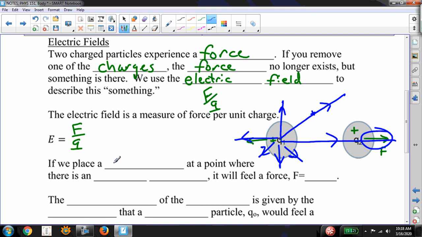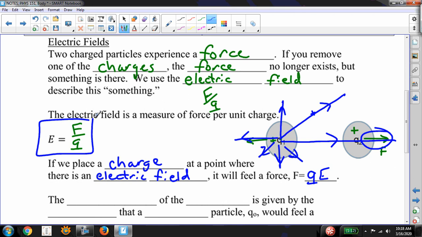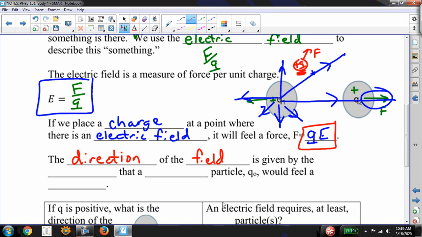If we place a charge at a point where there is an electric field, it will feel a force. And that force will be equal to Q times E. We just get that from this definition. I just solve it for F. So imagine if I place a positive Q here, it is going to feel a force, and that force will be up and in that direction. And the value of that force will be equal to the charge that I place right here times the electric field that it experiences at that point. The direction of the force is given by the direction that a positive particle would feel a force.